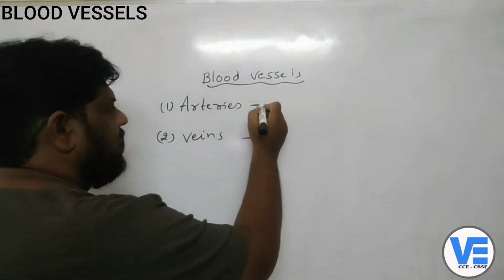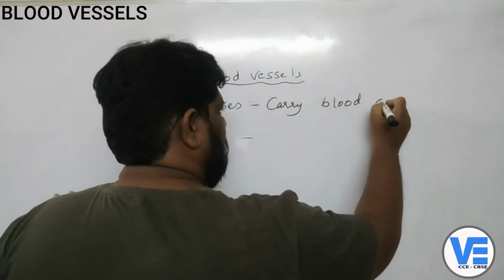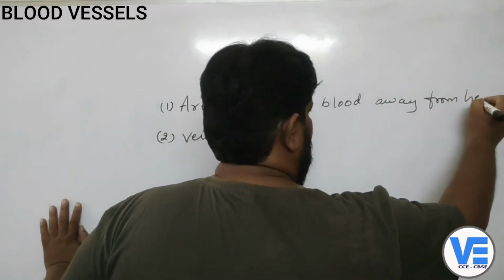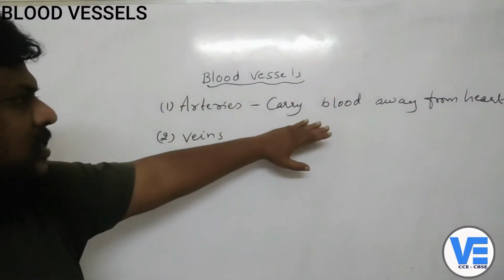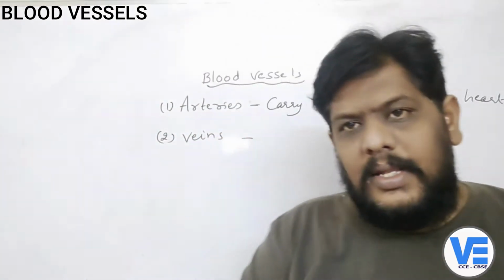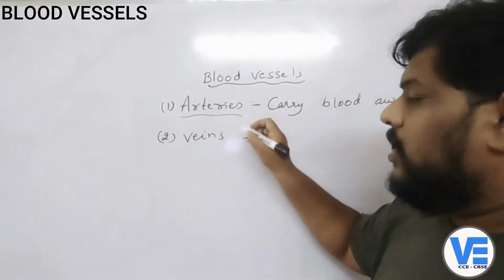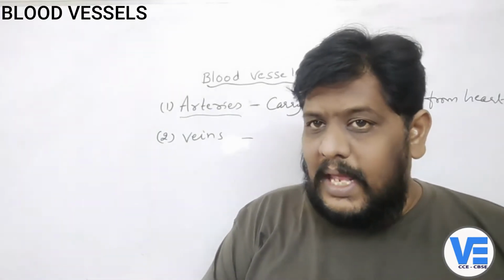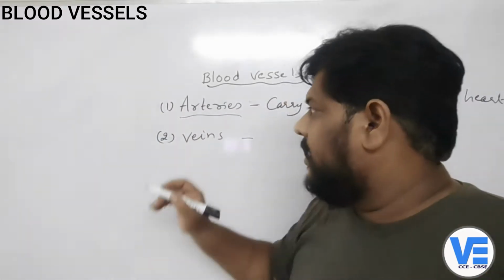These are the blood vessels which carry blood away from the heart. So arteries are the ones which carry the blood away from the heart. From the heart the blood is carried to different parts, and that is done by the arteries. It's not about carrying oxygenated blood or deoxygenated blood. It's all about carrying the blood away from the heart. Those are called the arteries.